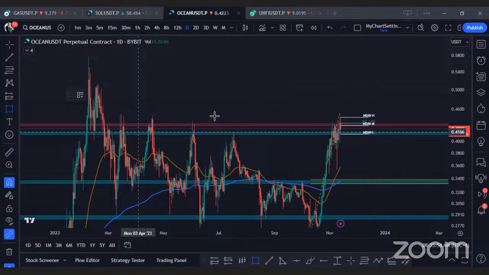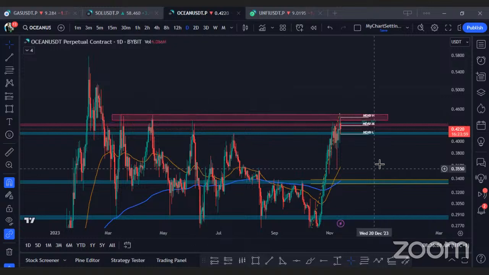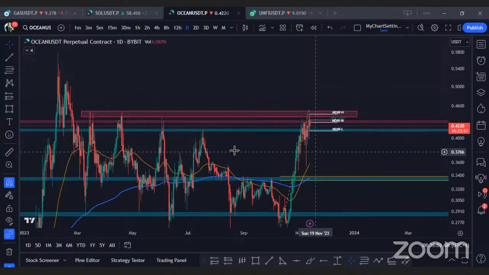So Ocean has been respecting this level very well. That is a very strong resistance for us, right? Ocean has been respecting that level very well. And that is the level that we are currently at right now.